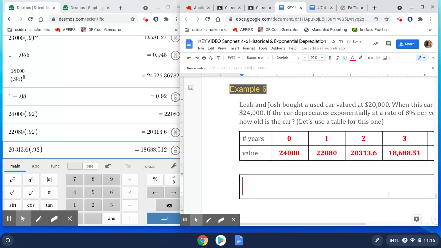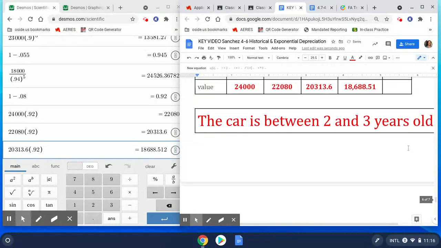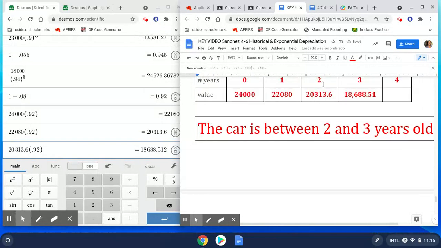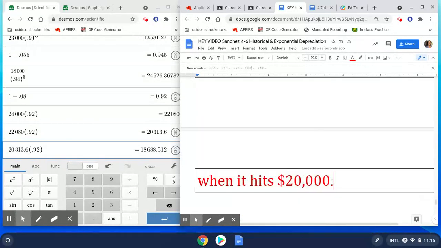So the car's value, or I should just say the car is between 2 and 3 years old when it hits 20,000. So where did I get that again? See how in year 2 it's 20,313, but in year 3 it's down to 18,688. So somewhere between 2 and 3 years old when it hits that $20,000 value.